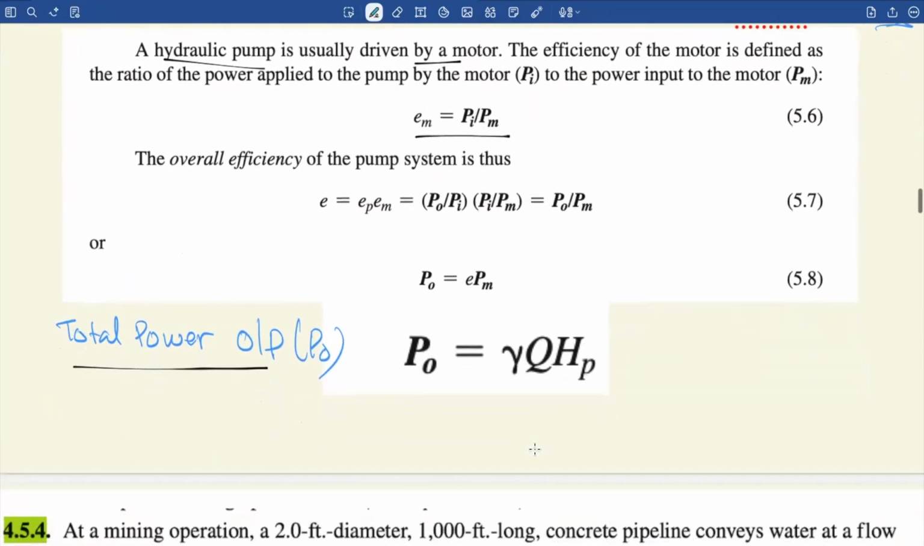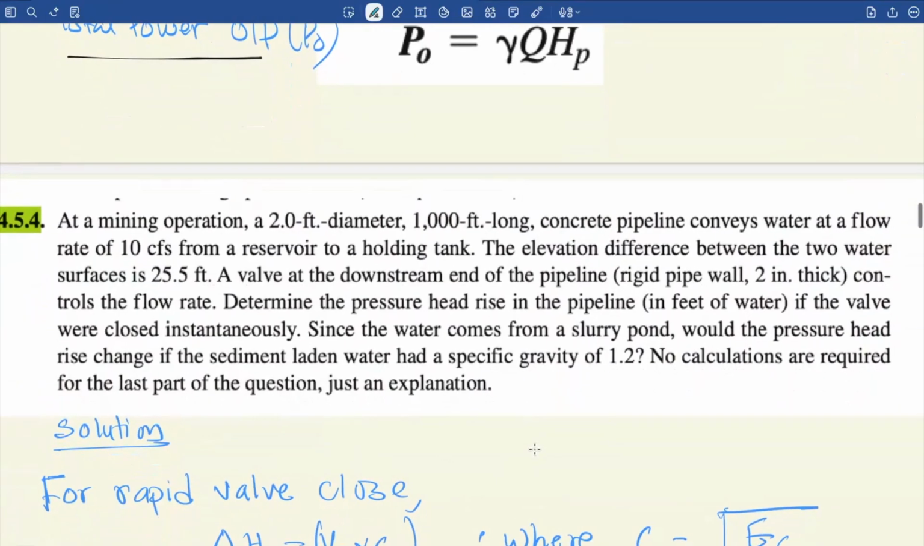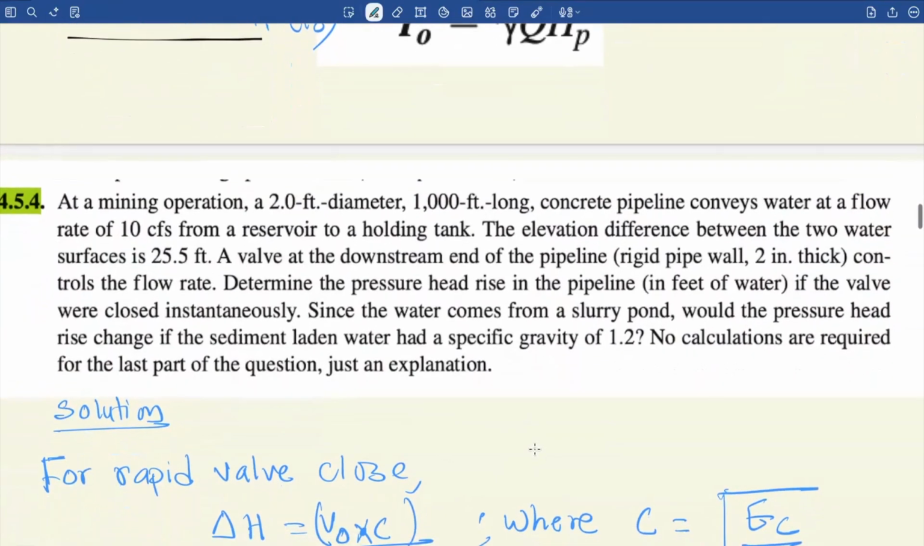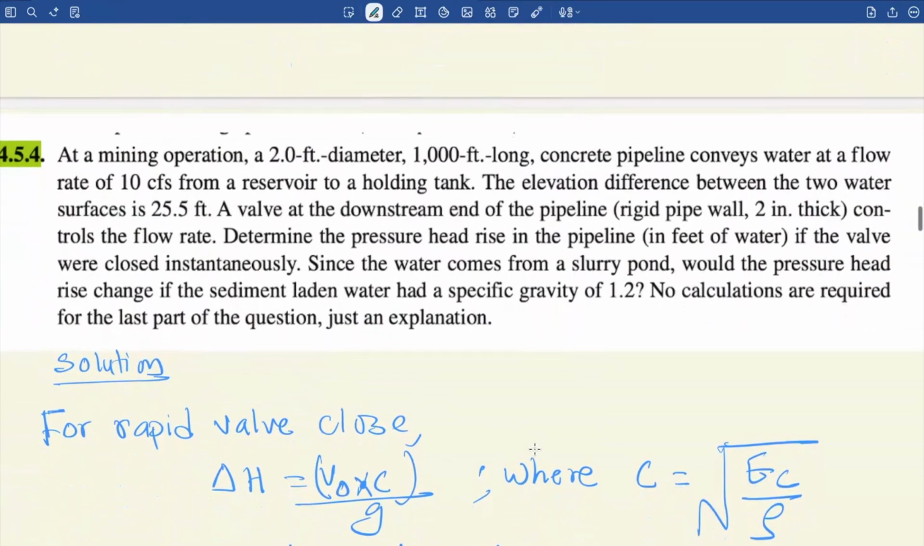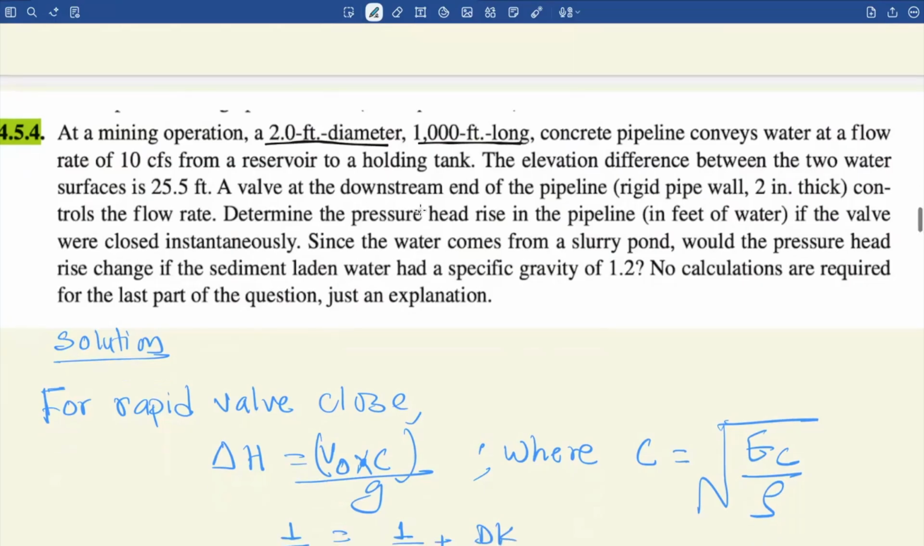So let us begin question number 1, which is problem 4.5.4. Here, the question asks about water hammer in a concrete pipeline. The mining operation diameter is 2 feet, and the length of the pipeline is 1,000 feet long. Here all the units are given in feet, so we need to take care of that.